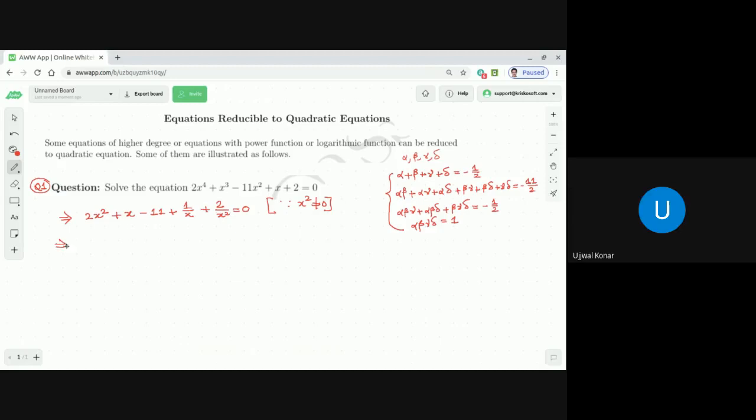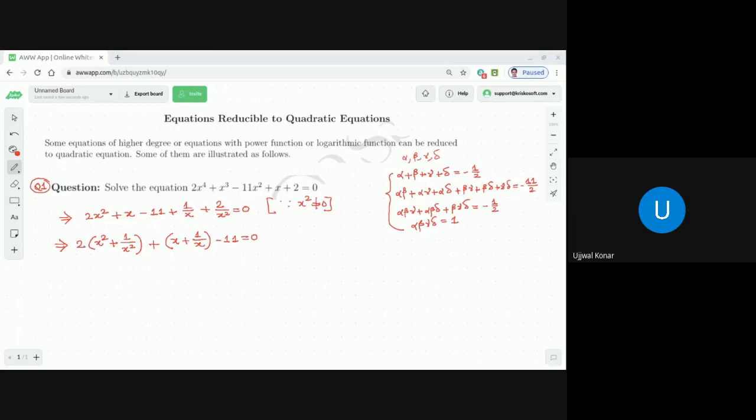So from here, dear students, 2x square and 2 by x square, we can take 2 common. What do we get? x square plus 1 by x square, correct or not? Plus we can write x plus 1 by x, correct or not? And minus 11, that is equal to 0. Clear, no? Anyone has any doubt, please do let me know.